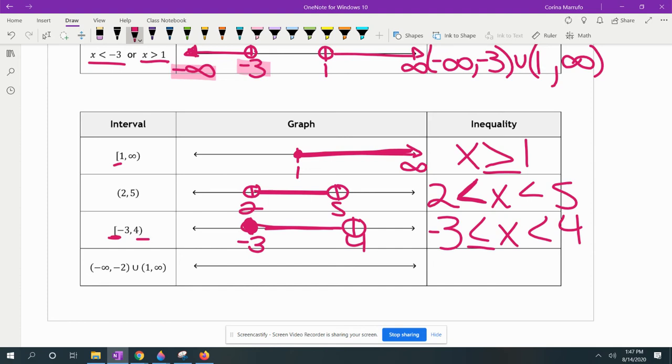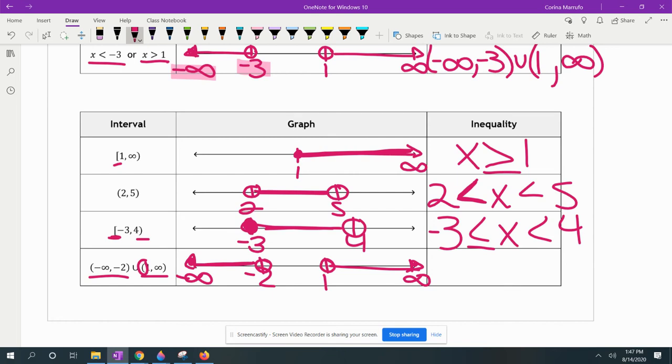And then lastly, here we have -infinity to -2. On -2, it does have a parenthesis. So that means that it is an open circle. So this is our first interval. Our next interval is 1 to infinity. So then we find 1. It goes all the way up to infinity. At 1, it's going to be an open circle because they did use a parenthesis here as well. And that's what our graph would look like.